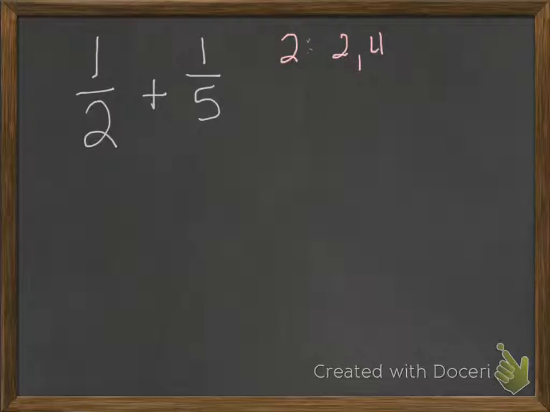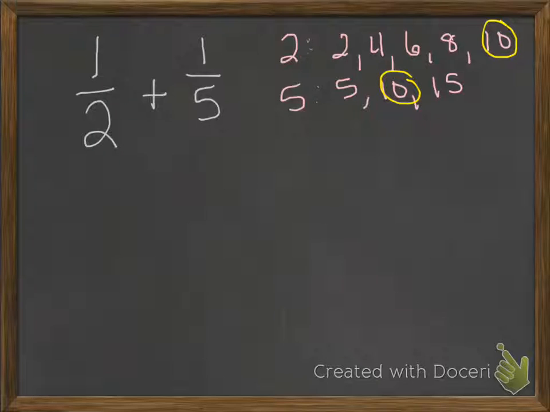Let's say this time I have 1/2 plus 1/5. Again, two pieces of cake that are not very similar. So let's find our multiples of 2. 2, 4, 6, 8, 10, and then our multiples of 5. 5, 10, 15. Looks like we already have a match. 10 is going to be our least common multiple.